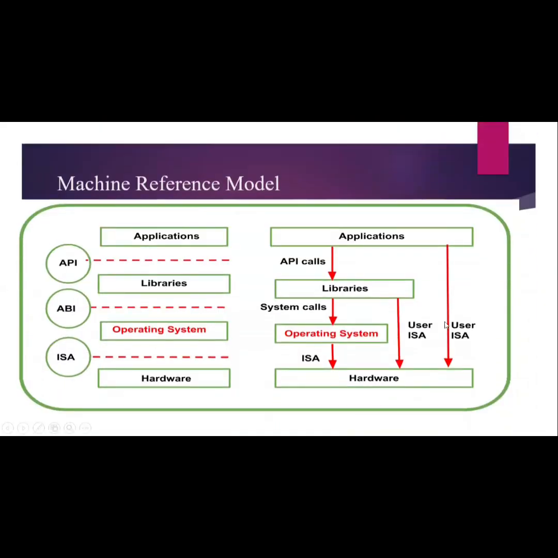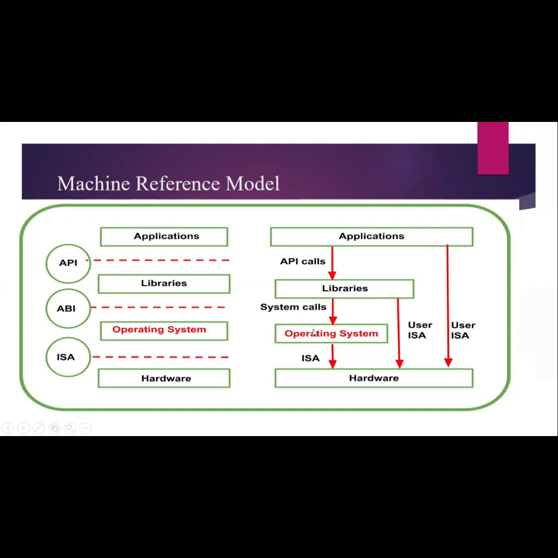So this is the machine reference model. As you can see, API, ABI, and ISA are the levels of abstraction. API has the highest level of abstraction, ABI is the middle one, and ISA has a lower level of abstraction. Here, ISA acts as the interface between operating system and hardware, ABI acts as the interface between libraries and operating system, and API acts as the interface between applications and libraries.